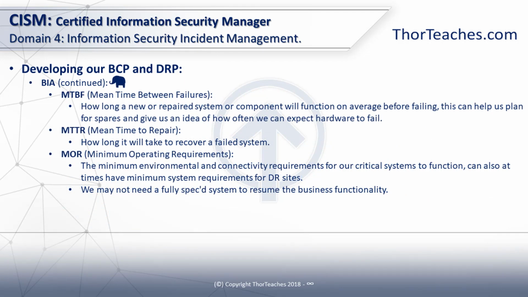We already talked about the mean time between failure. This is how long a system or a component of the system will normally function before it on average fails. That doesn't mean that we can't have a hard disk that has a mean time between failure of 3 years, but it lasts 7. It is the average. How often on average do they break? And knowing this will give us an idea of how many spares we need on hand and how often we can expect hardware to fail.